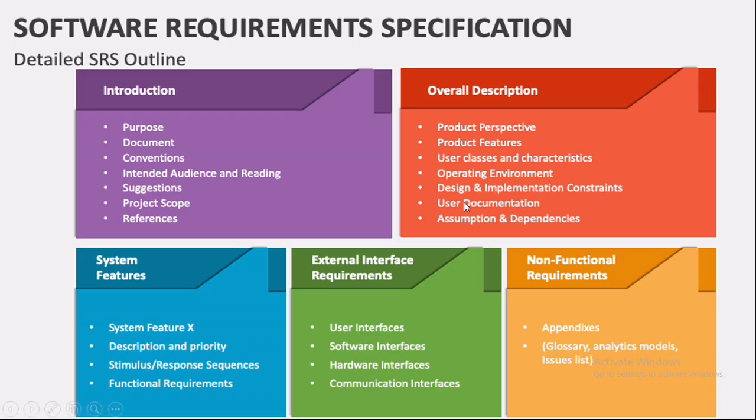And in overall description I'm going to write the perspective, then what kind of operating system environment I require in my system, then what response sequences I have, then product features, user documentation, some dependencies, assumptions, that I'm going to cover in overall description. So this is all about the outline of my SRS.